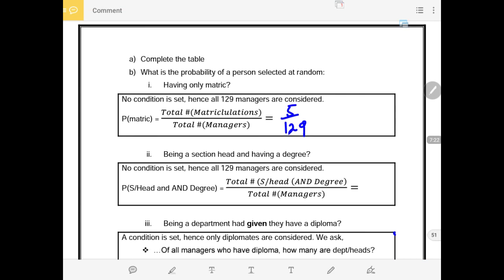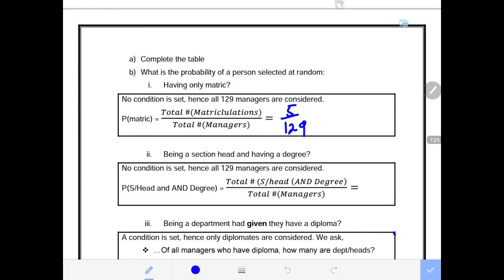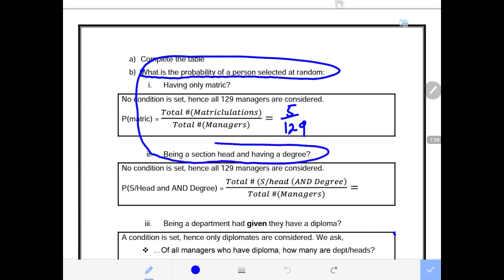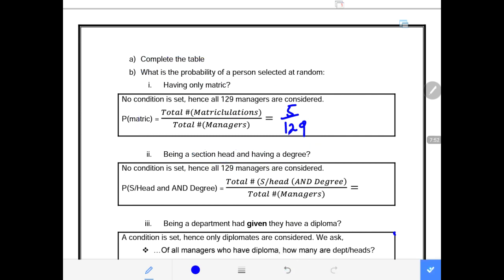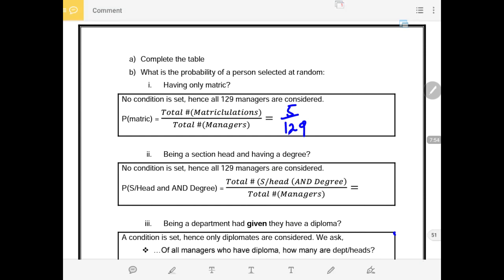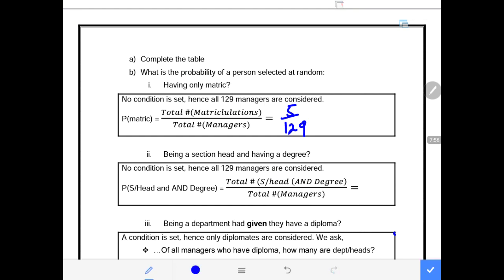Then we are still continuing. Remember, this is number B. Number B is Roman figure 1, Roman figure 2, Roman figure 3, and it continues. The question says, what is the probability of a person selected at random being a section head and having a degree? Now there are two things. This person or manager must be a section head and must have a degree. What is the probability of us at random selecting a person of that qualification and that position?